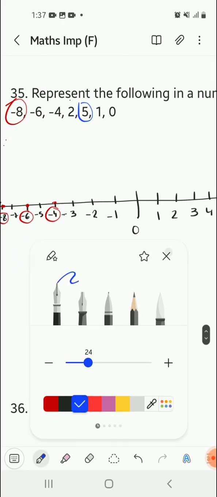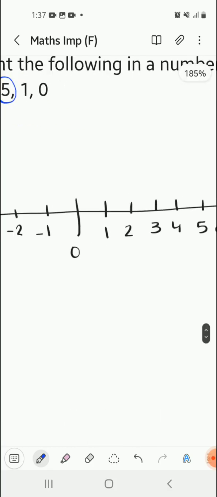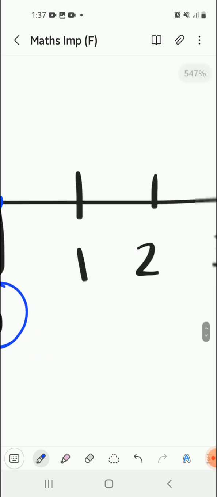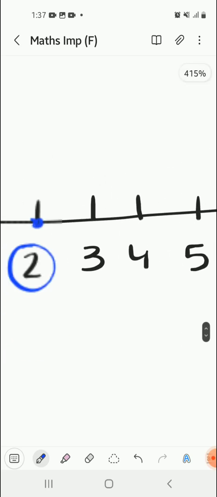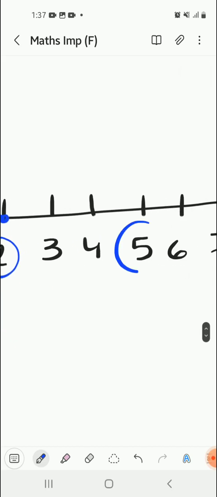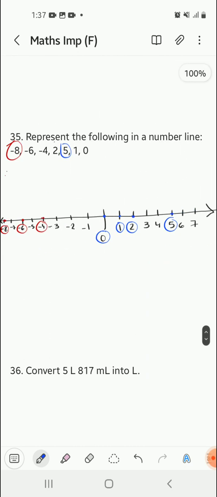Similarly, for positive numbers, we have 2, 5, 1 and 0. So 0, mark it. 2, mark it. 1, mark it. 5, mark it. We'll put a point on the number line and also circle the number.